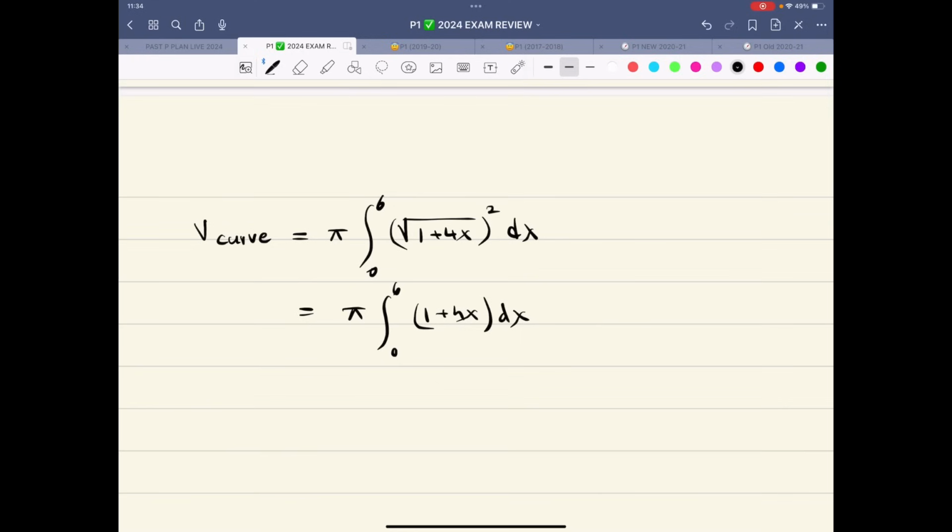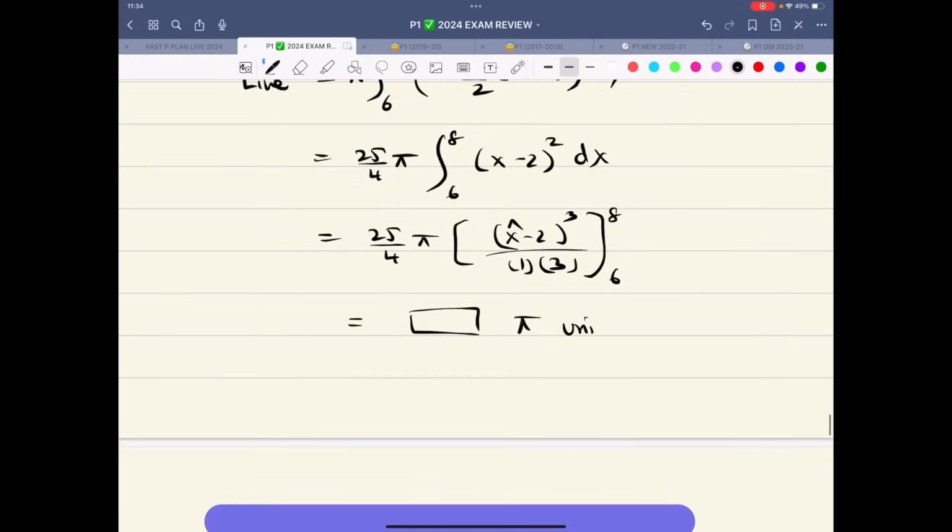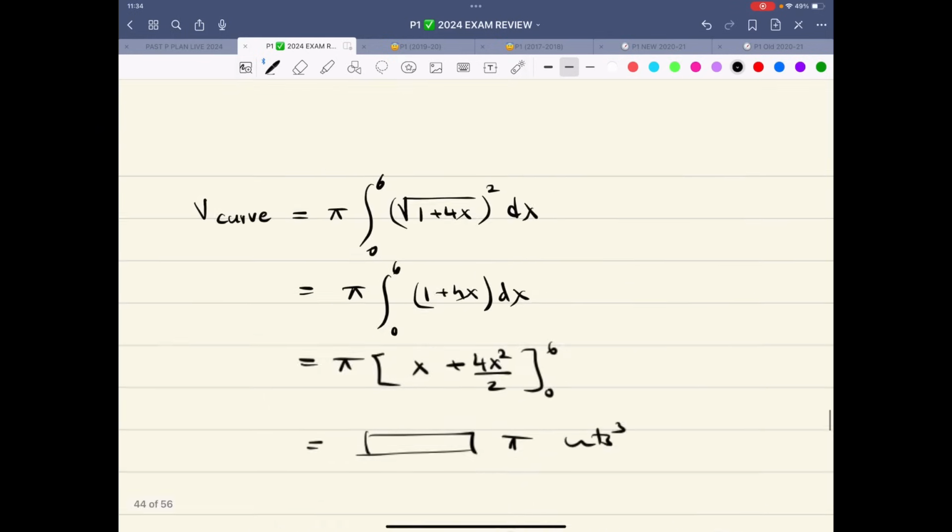Now it's your choice whether to integrate it term by term or to integrate it as a bracket. Let me do this term by term. So x plus 4x square over 2 between the limits 0 and 6, and you get something pi units cube. And this will also be pi units cube. And therefore, the total volume is the volume produced by the curve plus the volume produced by the line.